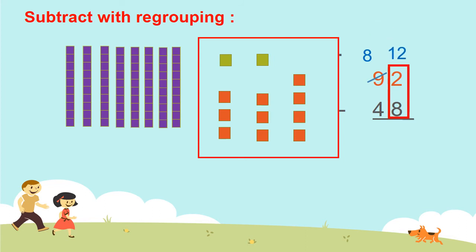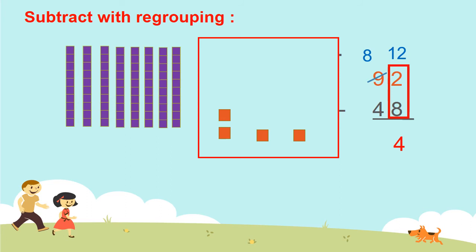So let's take away the 8 from the 12. Let's mark them, then remove them. 1, 2, 3, 4, 5, 6, 7, 8. I marked 8 small squares, small ones. Now take them out. How many do I have left? I have 4 left. Okay.